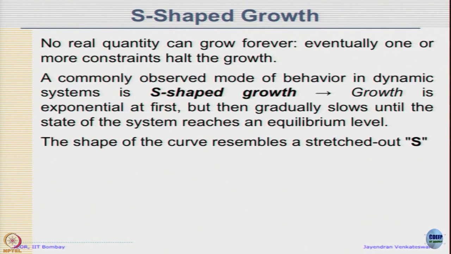Let's quickly explain what S-shaped growth is. No real quantity can grow forever. Eventually, one or more constraints halt the growth. A commonly observed mode of behavior in dynamic systems is called S-shaped growth. That is, growth is exponential at first, and then gradually slows down until it hits the limit of the system. It rapidly increases and then slowly saturates or reaches equilibrium. It kind of resembles a stretched out S.